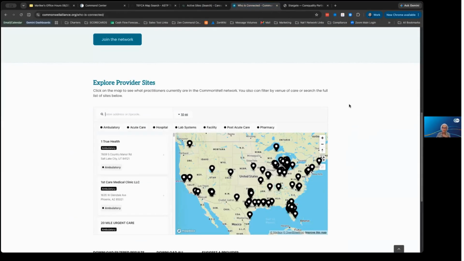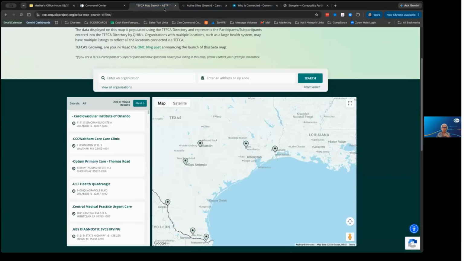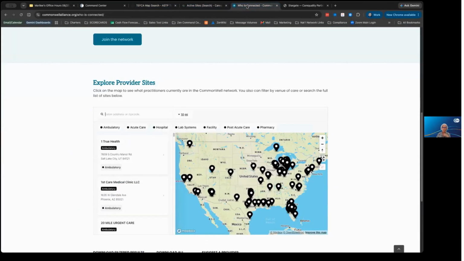Commonwealth has a very nice published network. I will say this, the Carequality network is Carequality participants. TEFCA are TEFCA participants. Commonwealth is Commonwealth participants. But if you want to know who's in Commonwealth, this is a great site. Again, address search is supported here.